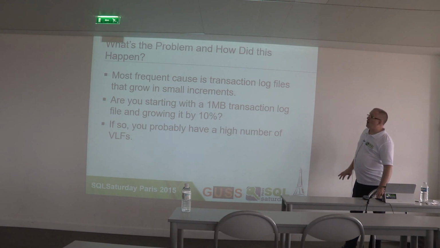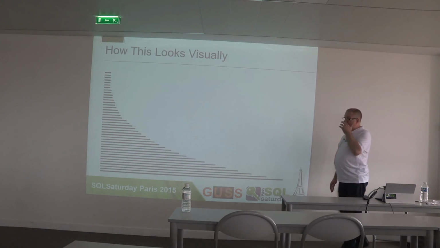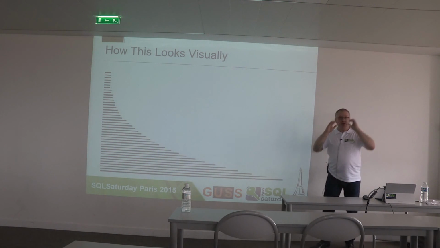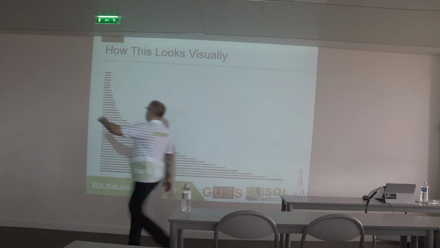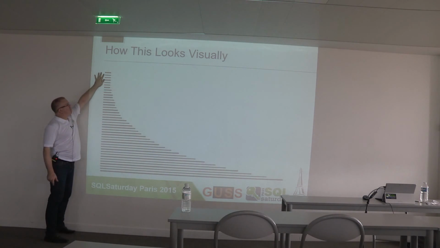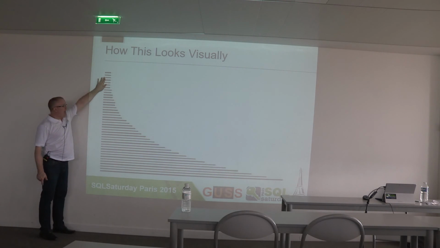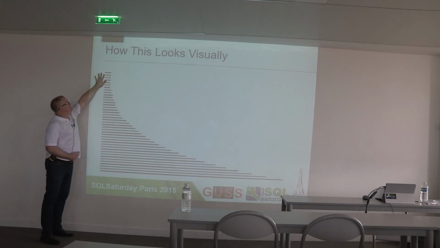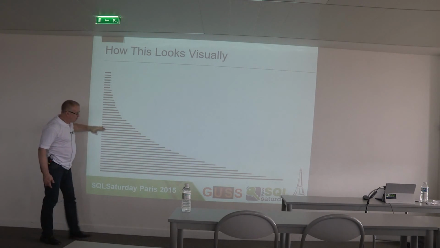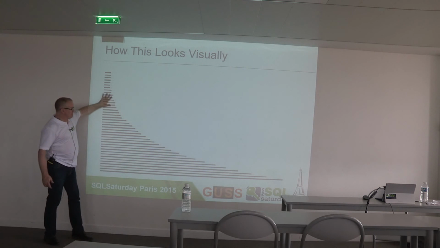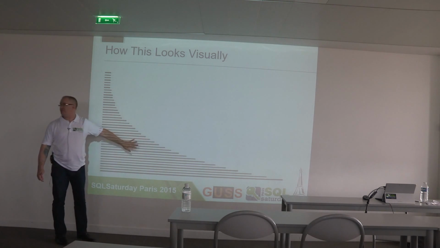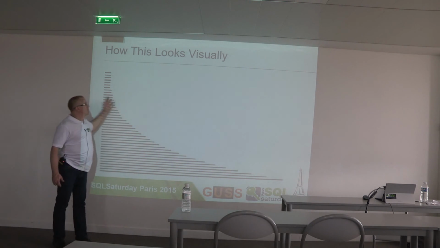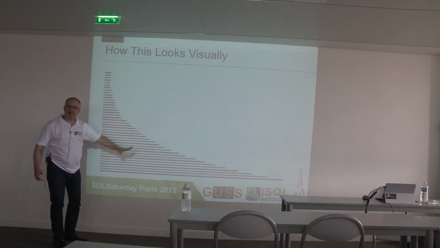So I played with this one and started trying to do this visually to show what it looks like. This is what happens when you start with a 1 megabyte transaction log file and keep growing it. You see how we're still growing in those little chunks? Because it's only 0.1 megabyte. And it isn't until down here where it really starts to grow more. This is truly based on that 10% curve. So I think visually it makes a little more sense.